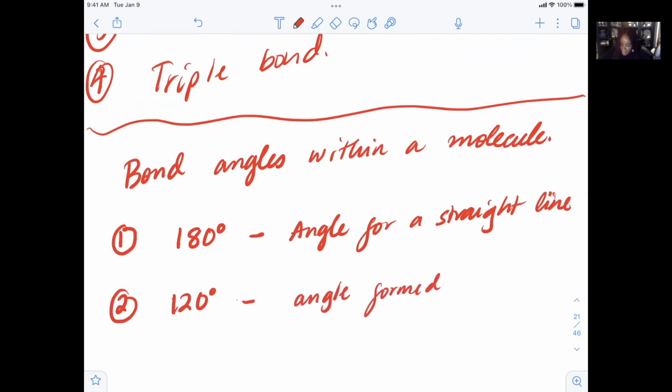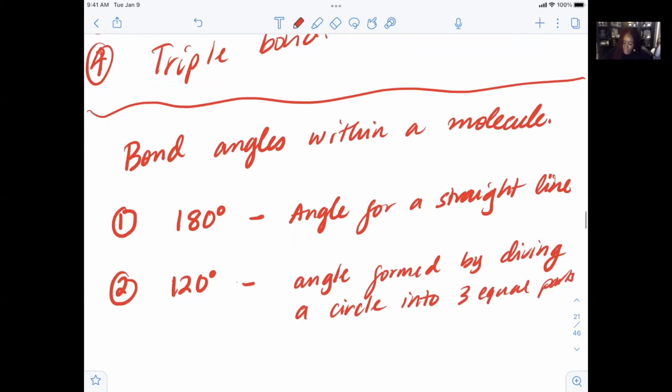This is an angle formed by dividing a circle into 3 equal parts. Technically, the angle for the straight line is formed when you divide a circle into 2 parts. Remember, in geometry, the circle has 360 degrees. So if you divide it into 2, you get 180, which is half of 360. Divide the circle, 360, into 3, you get 120, okay?